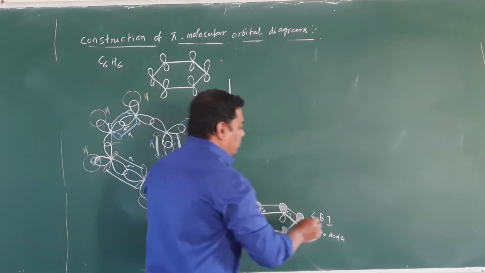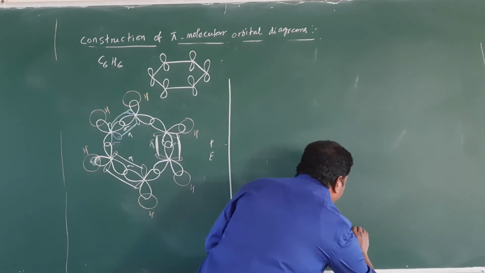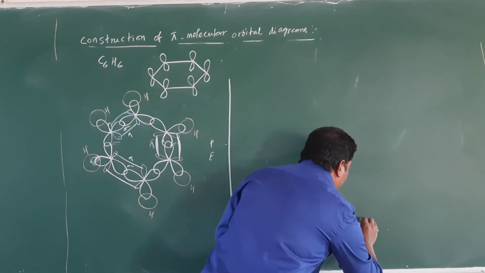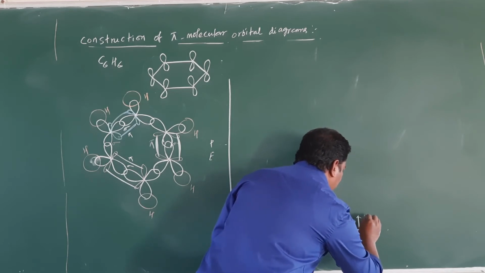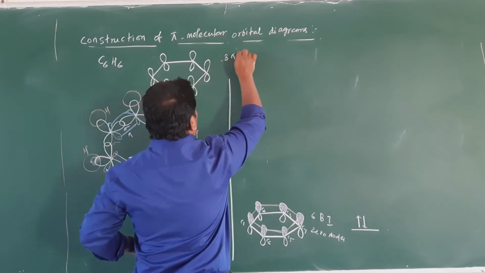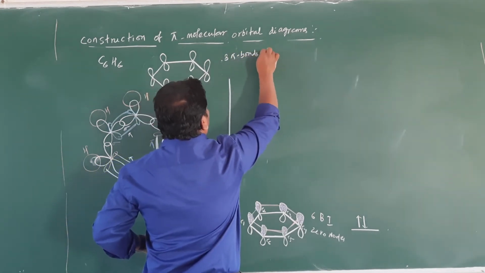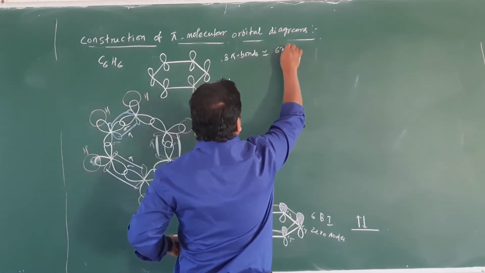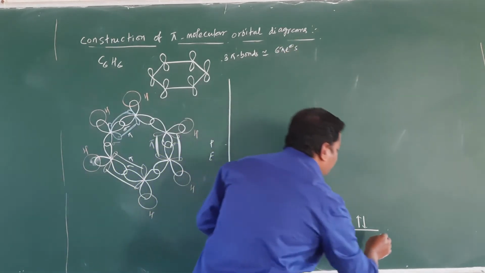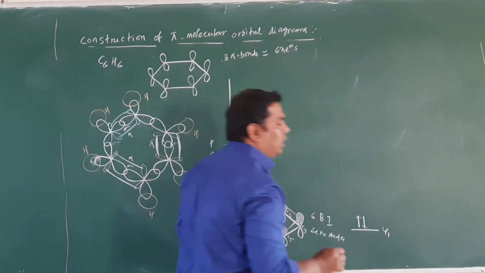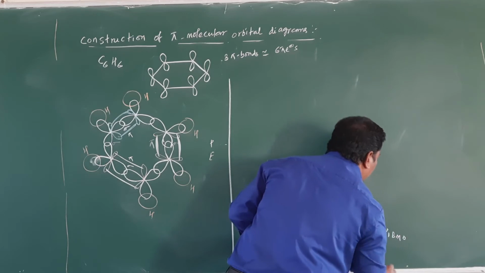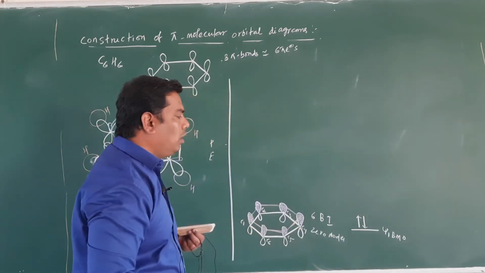Here it is a pi system. You can call it psi1 or psi2, whatever it is, student. So this is the 2 electrons. How many pi bonds do we have in the benzene molecule? 3 pi bonds are there, student. How many pi electrons are there? 6 pi electrons. Okay, clear, student. So this is psi1, the bonding molecular orbital.